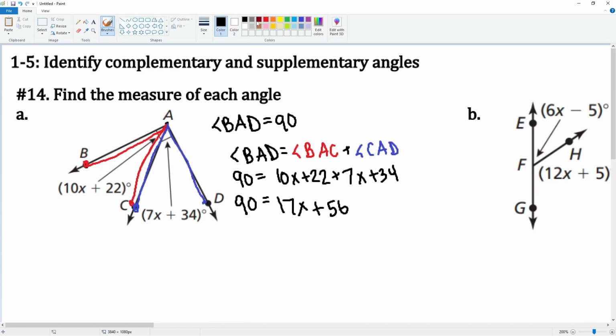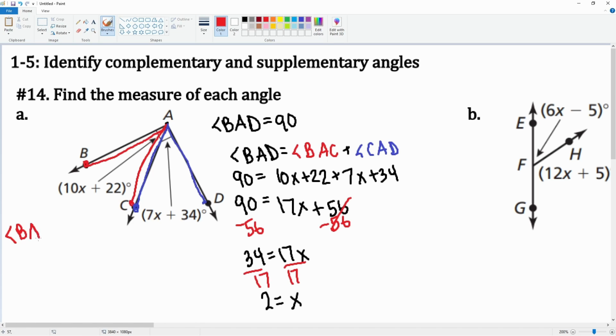We subtract 56 from both sides to get the x variable alone. So 90 minus 56 gets us 34. That equals 17x. Remember, this becomes 0. This cancels. Now we want to get x alone, so we divide by 17. That gets us 2 is equal to x. We solved for x, but we still want to know the angle, so we have to plug it back in.